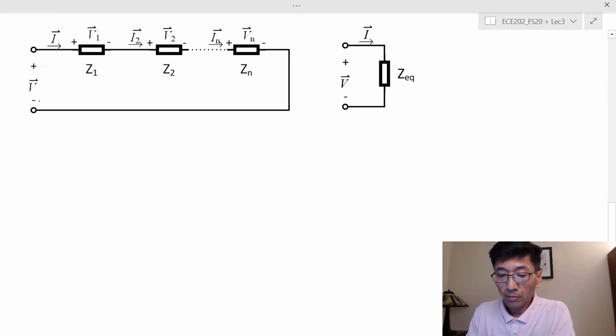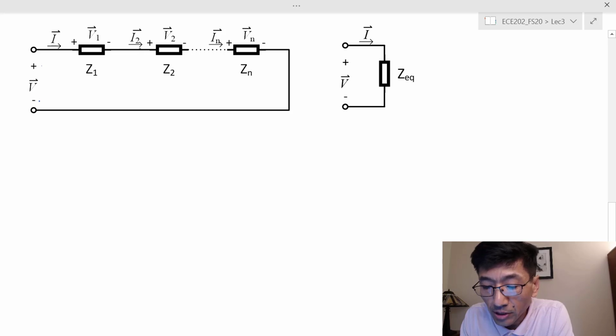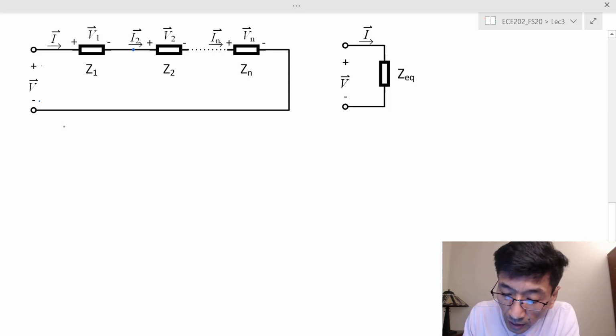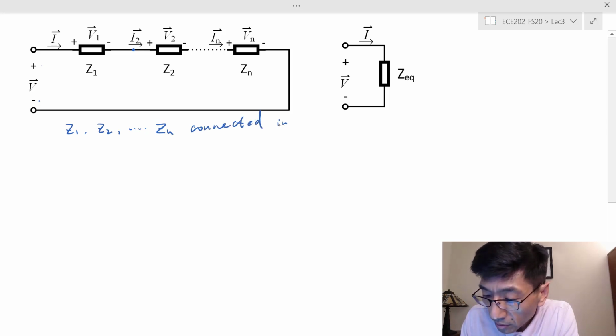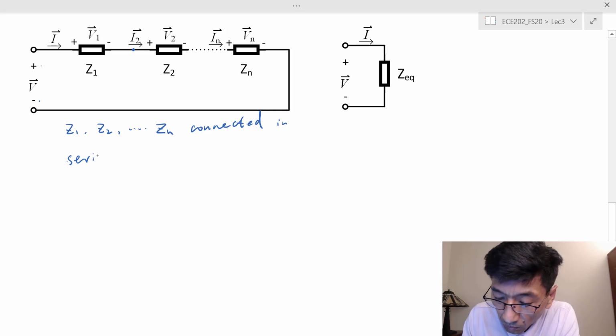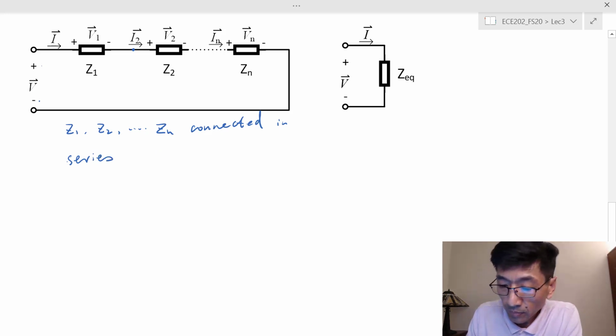So let's look at the equivalent impedance concept. Here we have n impedances connected in series. If you check Z sub 1 and Z sub 2, they share this node without additional elements, and so on and so forth. So in this case we have Z sub 1, Z sub 2, up to Z sub n connected in series, and we would like to find the equivalent impedance.